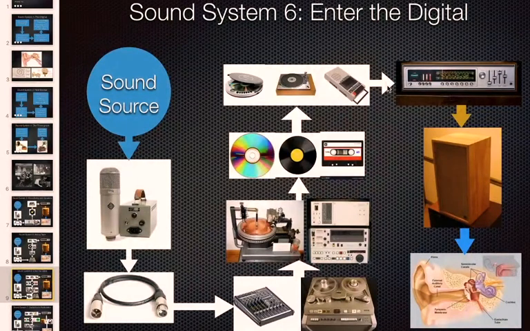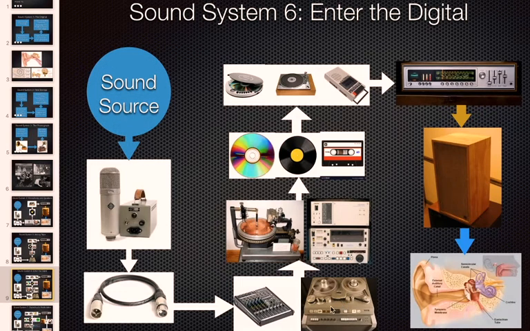But then, of course, digital comes along, and this somewhat changes our system. Let's look into and see how this could happen here. Again, it starts with the sound source, goes to the microphone, goes to the cabling. This is all the same as before. And we can also still go through a mixer. We can mix and we can have it going to our analog tape still.